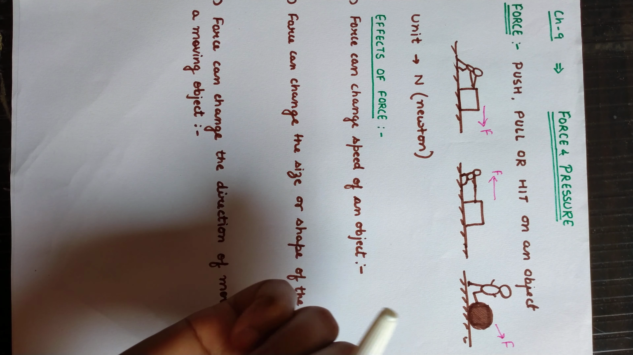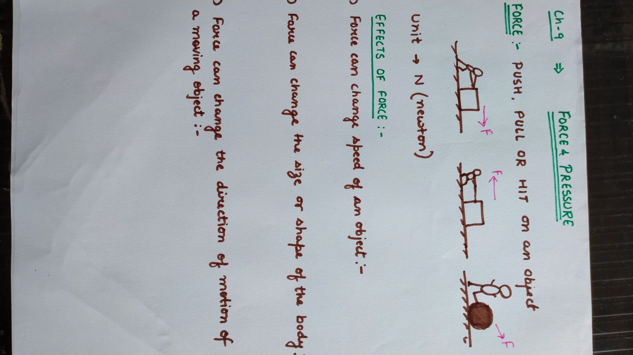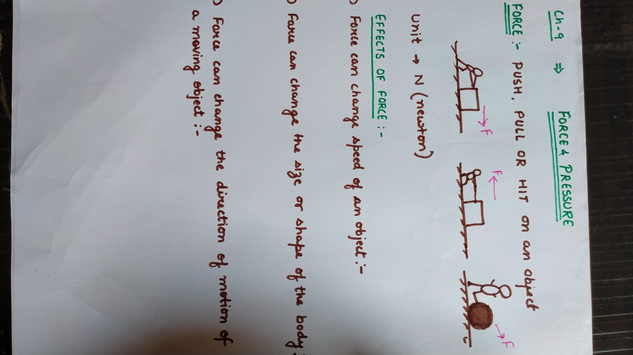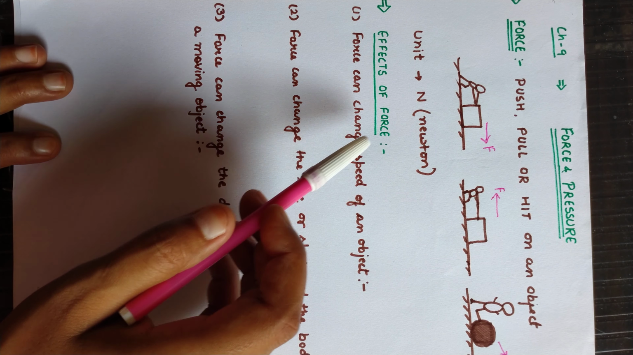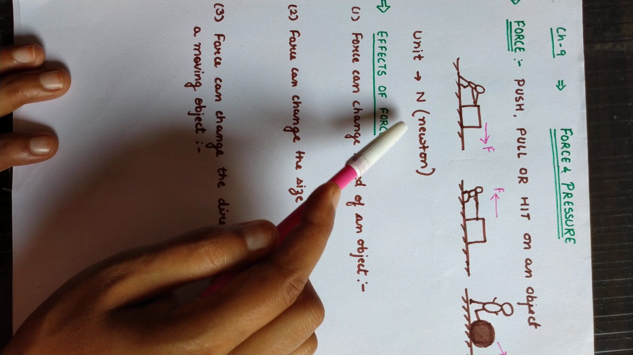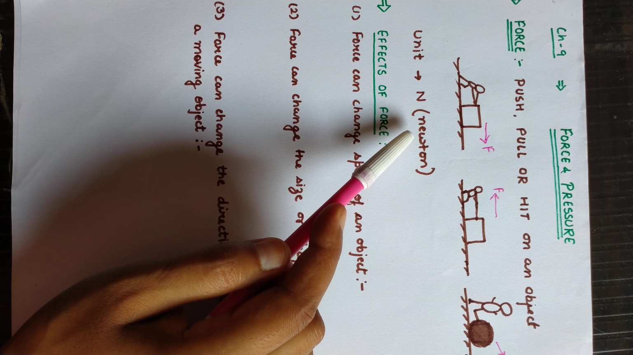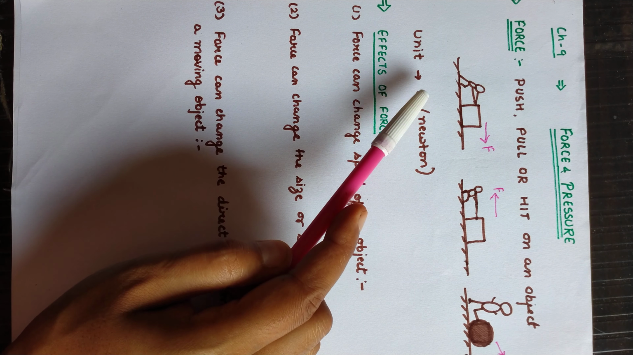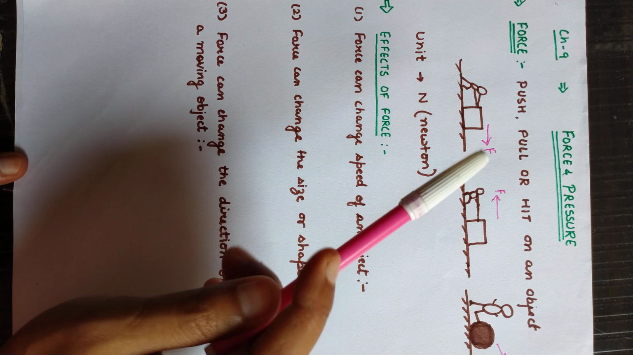Even if we are pulling a table drawer, we have to pull it towards ourselves. If we are closing the door, we are applying force away from ourselves. So there are so many examples. The SI unit, that is International System of Units, the unit of force is Newton. Other units are also there, like kilogram force, pound force and dyne. But the SI unit of force is Newton. The symbol is capital N.